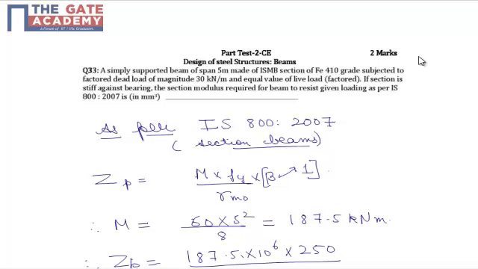Dear students, question number 33 of part test 2 is a 2-mark question from design of steel structures, topic beam. In this question, a simply supported beam of span 5 meter is given and it is made up of an ISMB section of Fe410 grade steel and it is subjected to 30 kilonewton of dead load plus 30 kilonewton of live load, both of them are fracture load, and section is stiff against bearing.